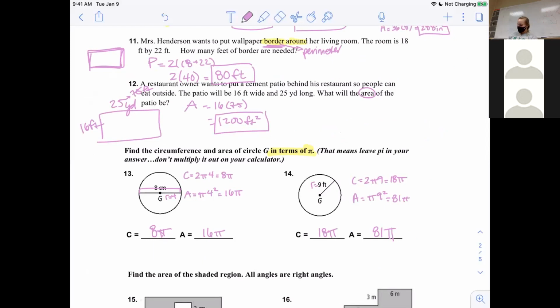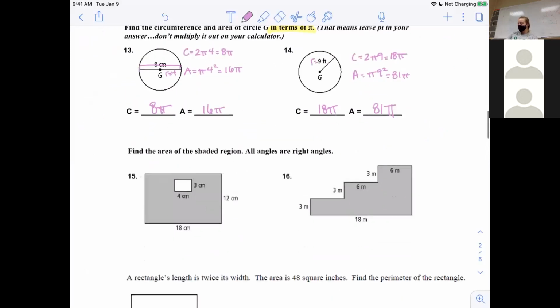Okay, the next part, it says we're going to find the area of the shaded region. All angles are right angles. How do I find the area of that shaded region? Do you have any ideas? Maddie? Awesome. Maddie says we're finding the big area, the area of the entire shape, and then we're going to minus out this little square right here.